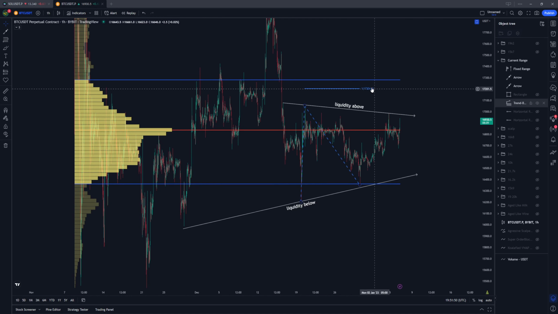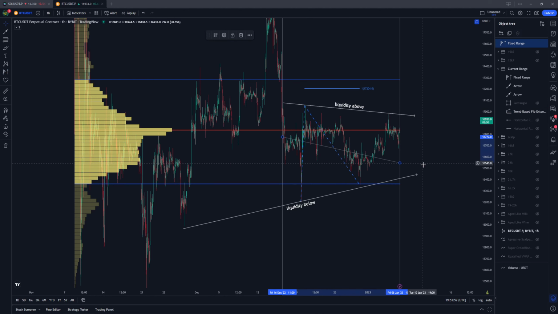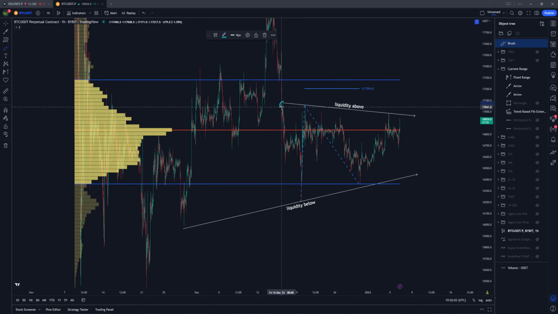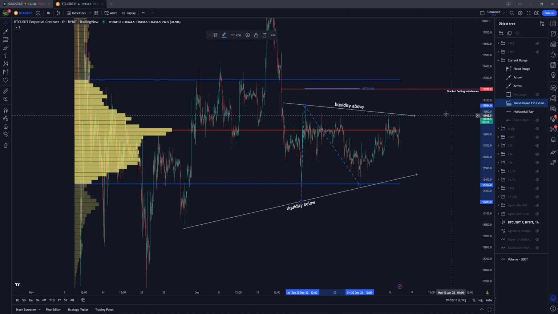Right here, I can take a trend-based fib extension from this low here to this high here, which is, I would say, the high of this mini range here. Now, we do have this area, but just from experience and intuition, I really think that this is the better pull right here. So we have a one-to-one extension here.